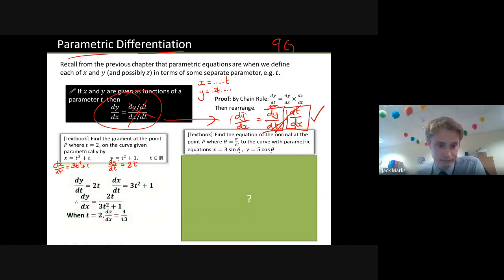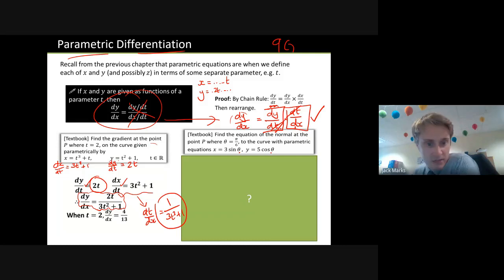So let's have a look. So this is dy over dt. This is dx over dt. Now remember, that means that dt over dx is 1 over 3t squared plus 1. So in effect, you're multiplying this one by this one, which gives you this result. Okay, they wanted a specific gradient when t equals 2, so you just put that number in, and there you go. You found the gradient of dy dx.